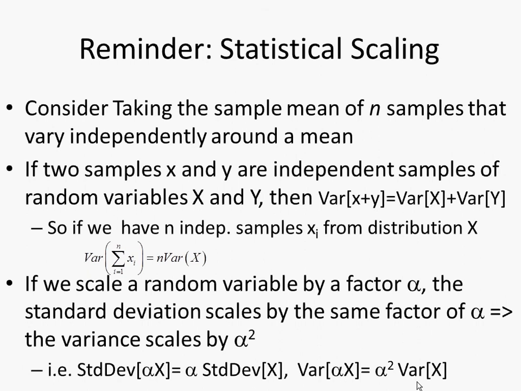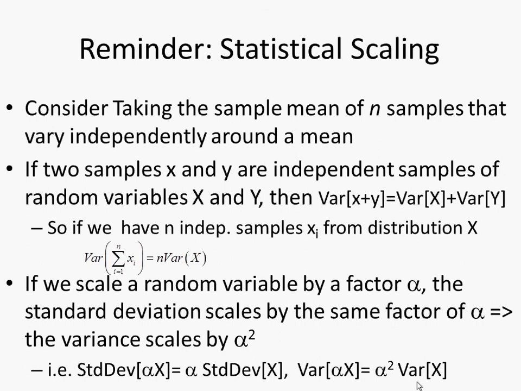So in short, if we take n independent samples from X, the variance of their sum is n times the variance of X. But if we take just one sample from X and we multiply it times n, the variance of that is n squared times the variance of X, the variance of the distribution X. Okay. So this is very, very different.